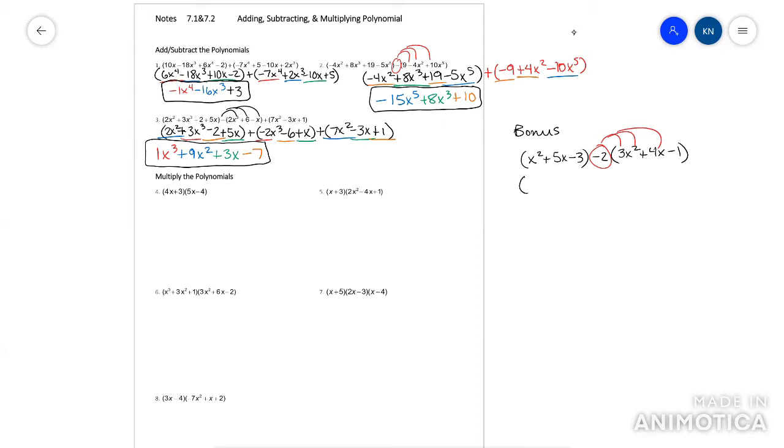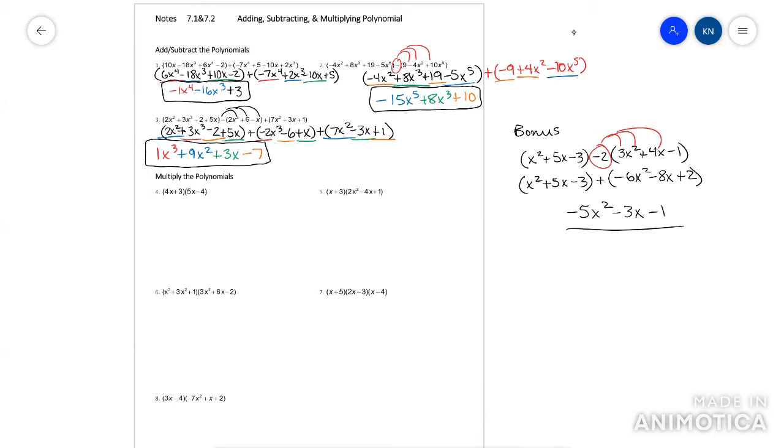So the first part is not going to change. But now it's going to become plus, and I'm distributing a negative 2 to everything. So minus 6x squared minus 8x plus 2. Now I could combine like terms and get my answer. So just keep that in mind.